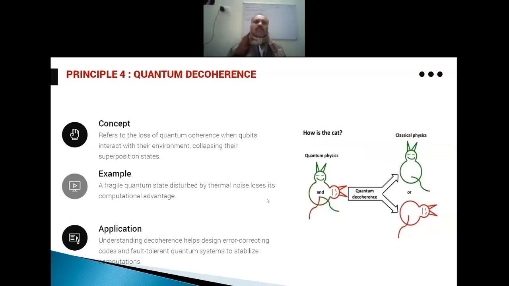Next is quantum decoherence. It is an important principle that refers to the loss of quantum coherence when qubits interact with their environment, collapsing their superposition states. If superposition is not available but the qubits are working, then decoherence comes into existence. The decoherence principle is shown in the figure, where you can see two cats attached, and if you decohere both, then you can find out both. On the other hand, if both are in a single set, then you can't find out both. So it is a simple figure to show the principle.